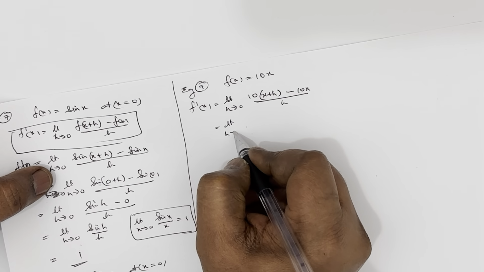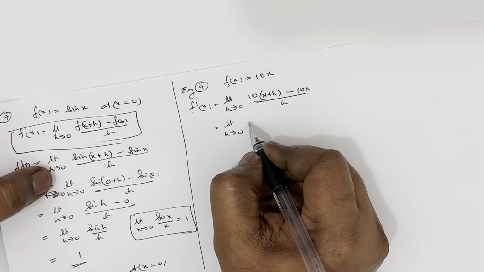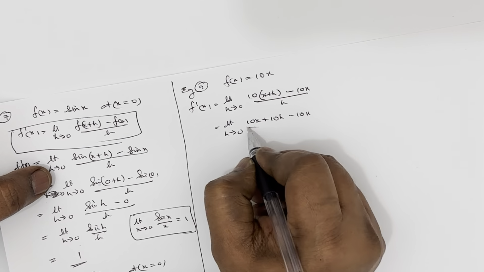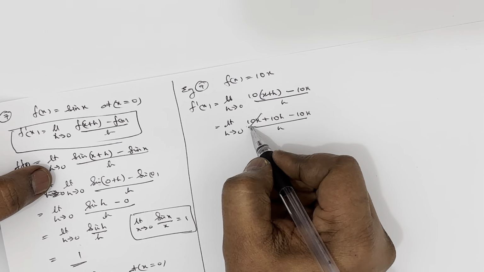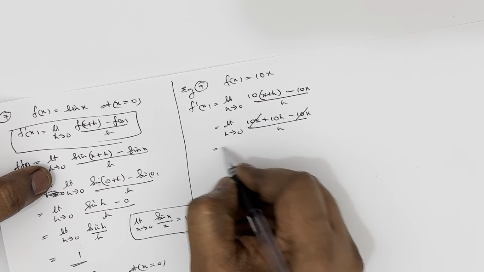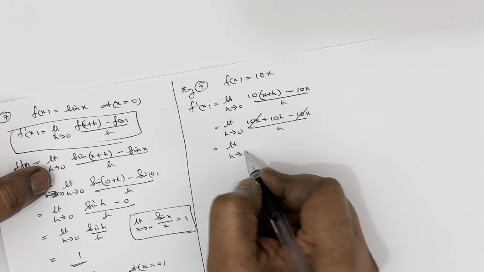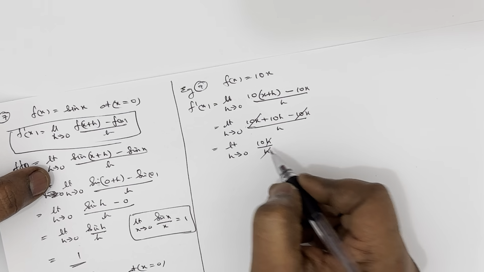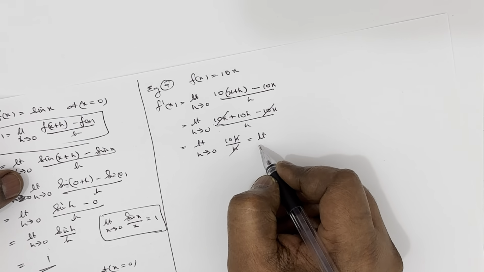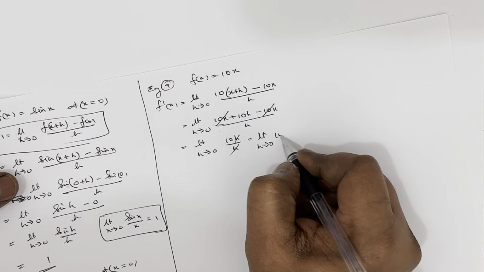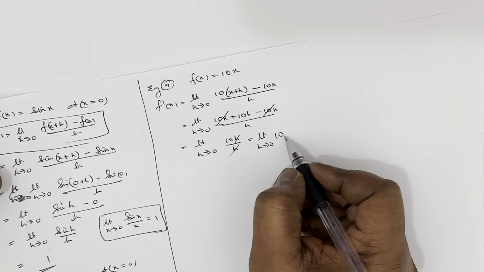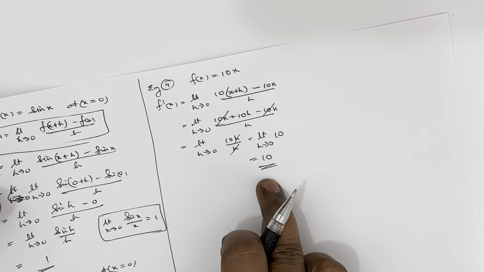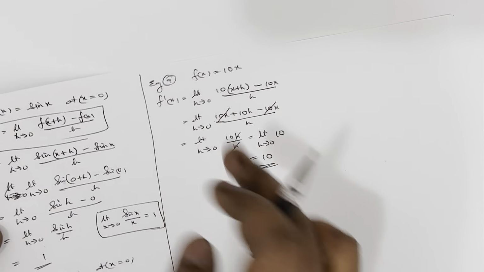Which is equal to limit h tends to 0, multiplying 10 inside, 10x plus 10h minus 10x upon h. 10x and 10x will get cancelled. You have limit h tends to 0 of 10h upon h. Now h and h go, you have limit h tends to 0 of 10. So the limit of a constant is the constant, 10. Okay, so 10 is the derivative of the function f of x is equal to 10x.